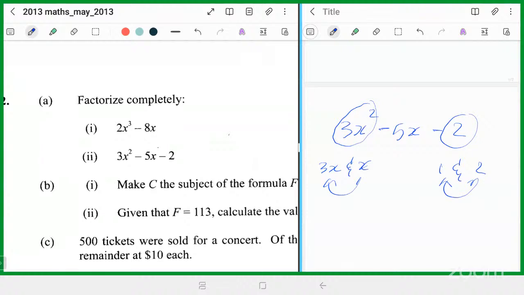All right. So when the end values are prime like that, we don't need to go through that lengthy process of splitting the middle term and all of that. It's kind of quick and fast. We can do it. And we have to learn to do math easy.